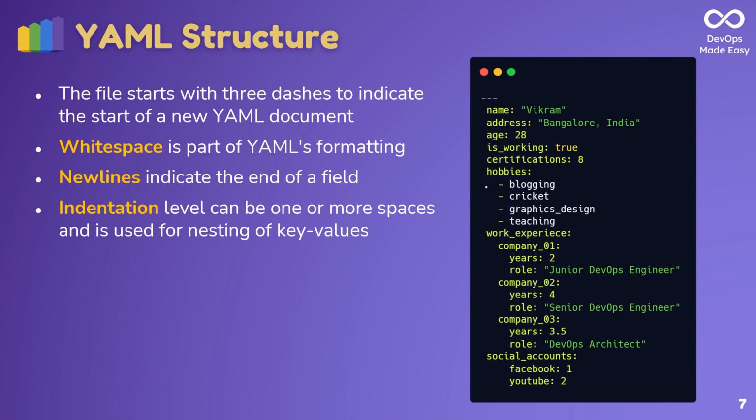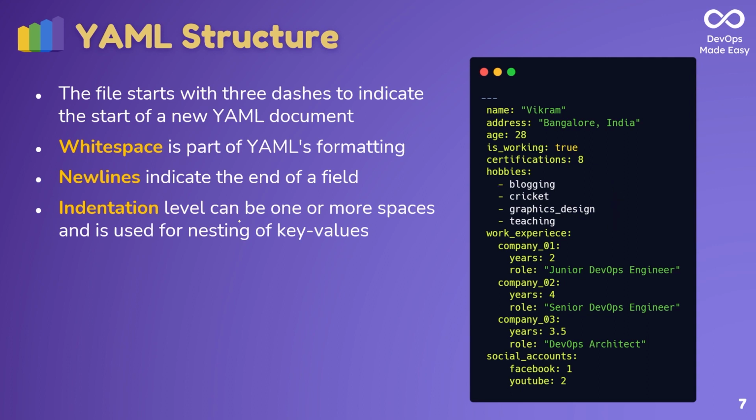Okay, so here I have used two white spaces. This is a part of YAML formatting, and new lines indicate the end of a field. So that means that here "working" is a key and "true" is a value. The next line indicates the end of this field over here. So new lines mark the end of the previous field, and the white spaces are a part of YAML formatting.